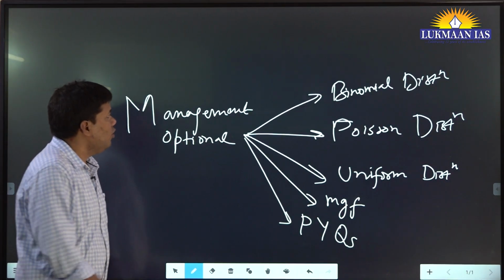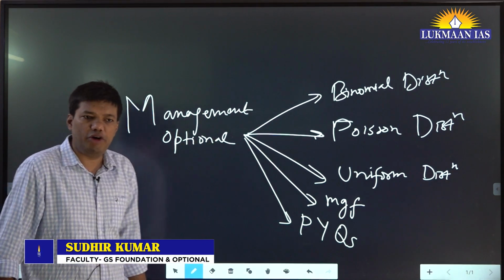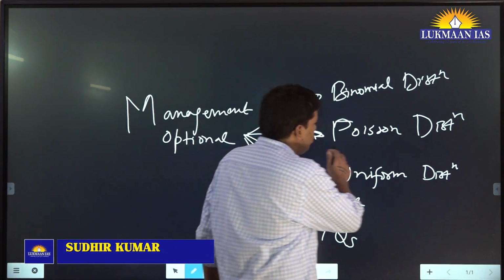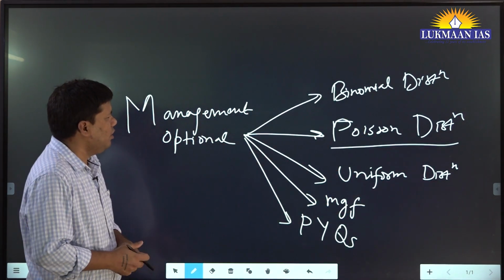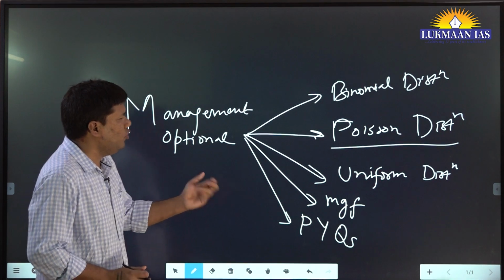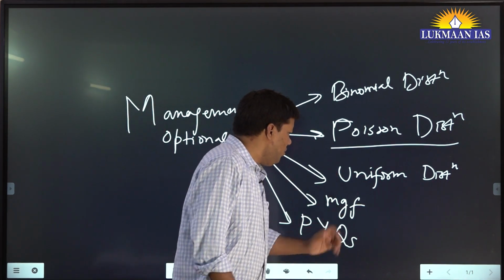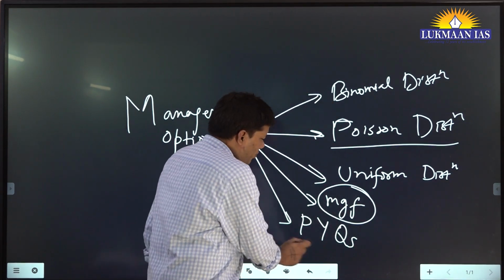Welcome everyone. So today we are going to discuss binomial distribution. We have already discussed it, right? So we will revise that, and Poisson distribution also. You know the basics. We will see some properties of Poisson distribution. UPSC question we did yesterday. We will see the uniform distribution, and we will say something about MGF, and we will do some PYQs.